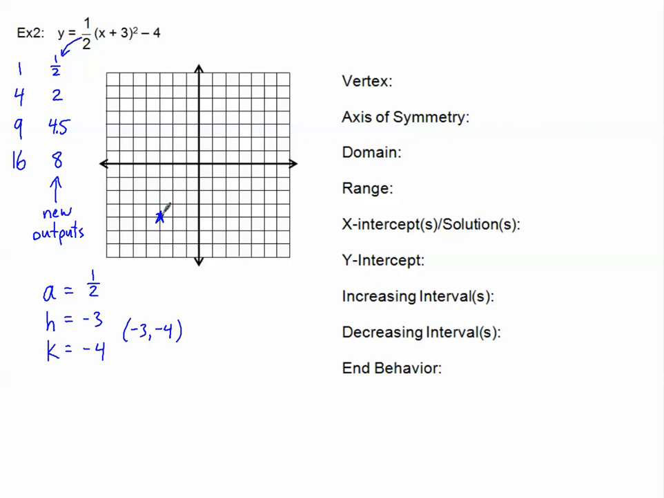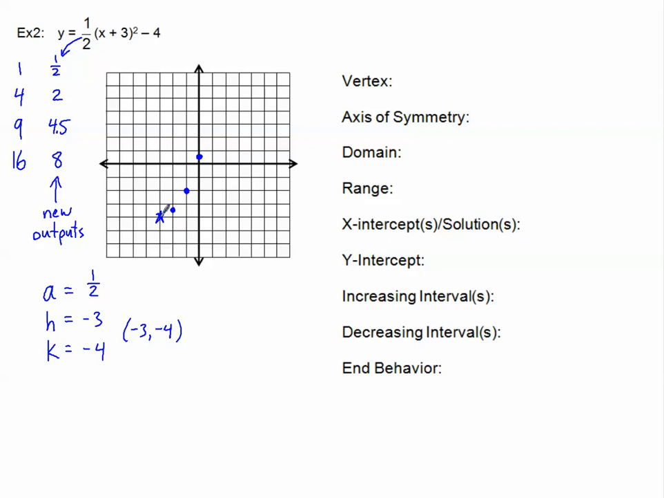So here's my star, here's my 0, 0. When I input a 1, I go up 1/2. When I input a 2, I go up 2. Not the regular 4, I go half as much. Go back to the star. When I input a 3, that means go 3 units to the right. I output 4.5. 1, 2, 3, 4.5.